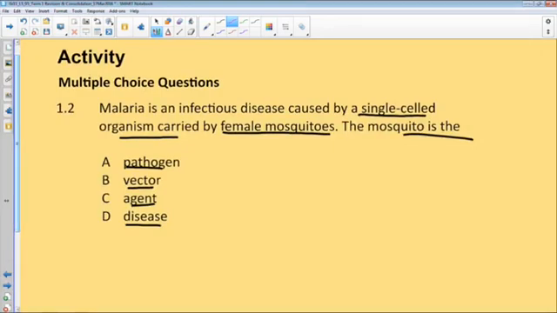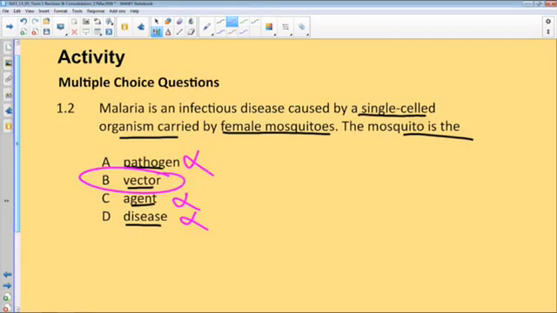The mosquito is... and guys, if you recollect, we did the life cycle of malaria, and we looked at how malaria has two hosts. It has a human host and it has a vector, which is the mosquito, and the mosquito is not affected by it in any way. The Anopheles mosquito is not affected by it in any way, and hence we will not regard the mosquito as the pathogen.